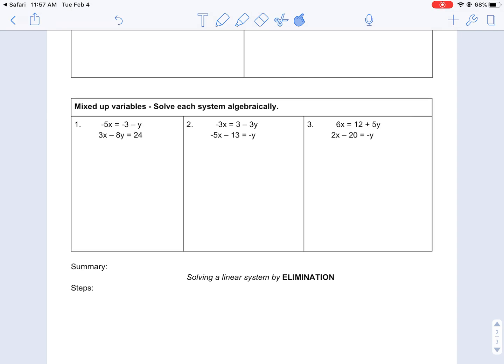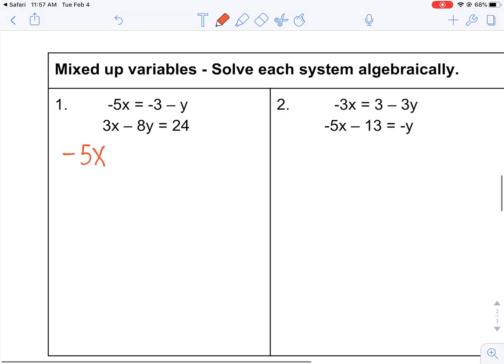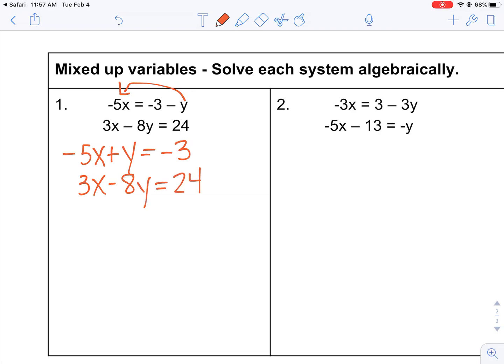So what we mean by mixed up variables is we don't have those equations in the same format. So we want to do that before we try to do elimination with them. So in this very first example, in order to make it in the same format, I need to bring the y back over to the left so that the top equation and the bottom equation match. So if I do that, that 5x is going to stay, but the y is going to come over, so we know it'll be a plus y equals negative 3. And then the other equation is already in that format, so I can leave it.